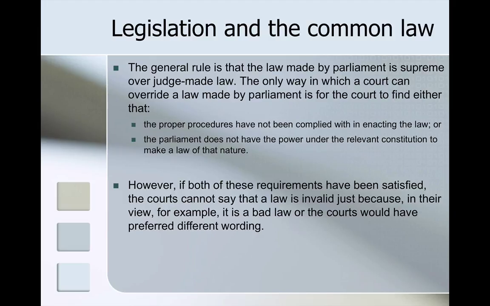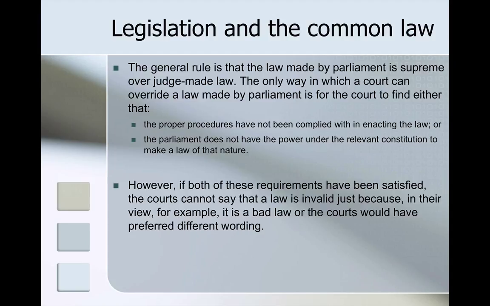The general rule is that the law made by Parliament is supreme over judge-made law. So that is that legislation trumps the common law. The only way in which a court can override a law made by Parliament is for the court to find either that, first of all, proper procedures have not been complied with in enacting the law, or that the Parliament does not have the power under the relevant constitution to make a law of that nature. That said, if both of these requirements have been satisfied, the courts cannot say that a law is invalid just because in their view it is a bad law, or the courts would have preferred some sort of different wording.